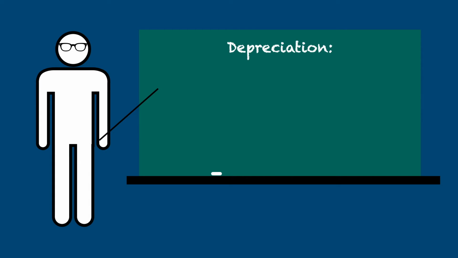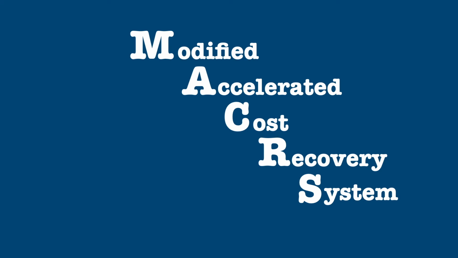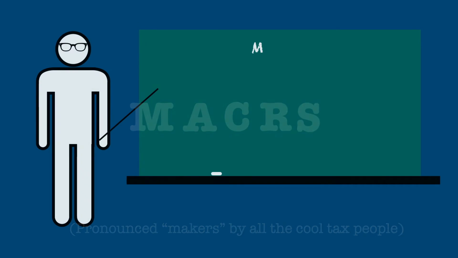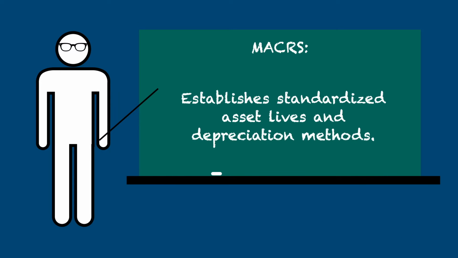Depreciation is a process where the cost of long-lived assets is spread out and expensed over the approximate useful life of the asset. Accountants have many depreciation methods they can choose from, but the IRS has mainly one: the Modified Accelerated Cost Recovery System, which in its acronym form is called MACRS. MACRS establishes standardized asset lives and depreciation methods for each broad class of asset, eliminating a great deal of guesswork.